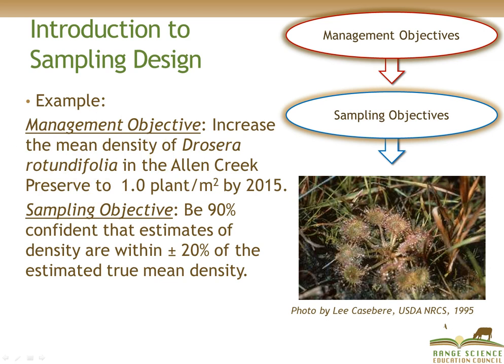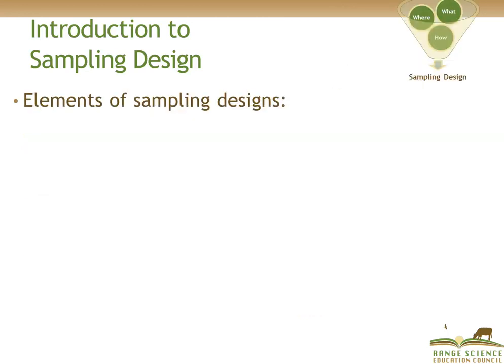A sampling objective, on the other hand, is specific to the sampling endeavor, and it reflects the level of confidence that we want in our estimate, as well as a statement about the desired level of precision needed in that estimate. Both of these statements are important to consider in the selection and determination of sampling design.